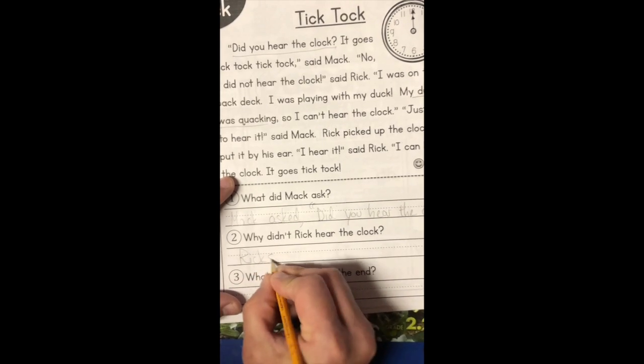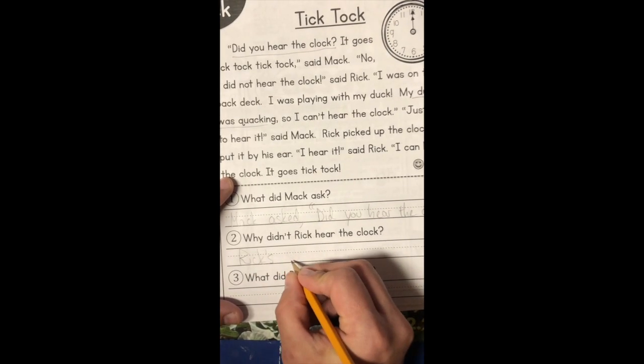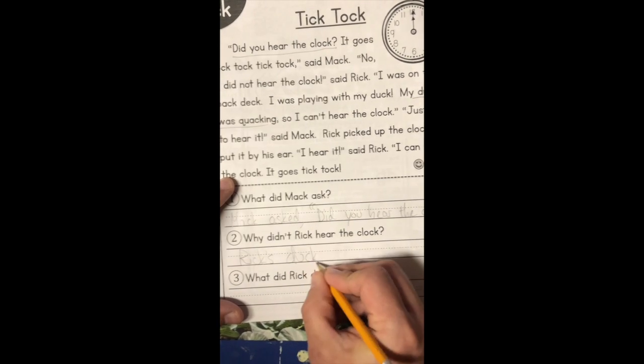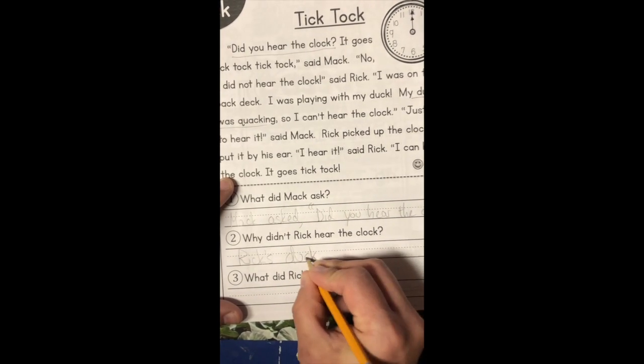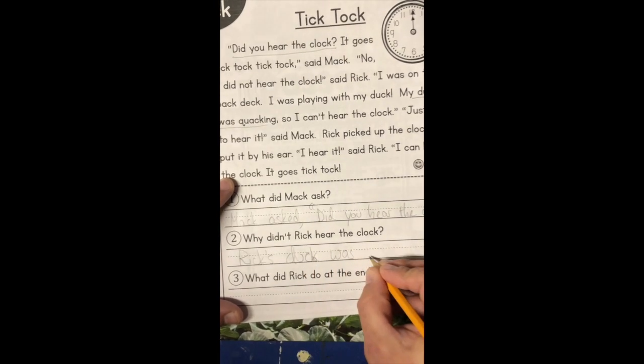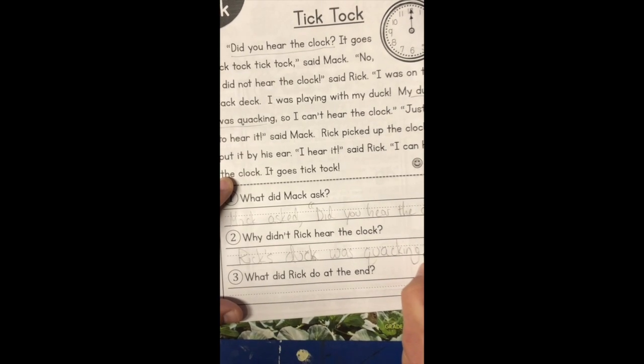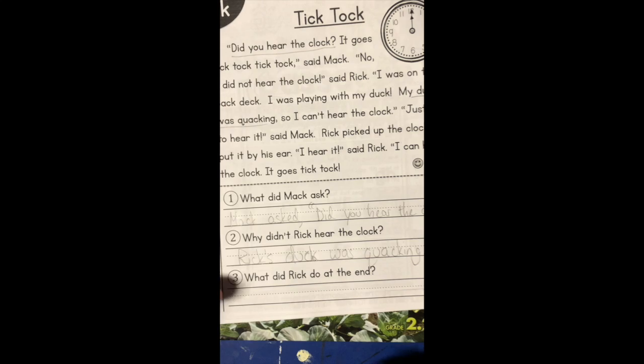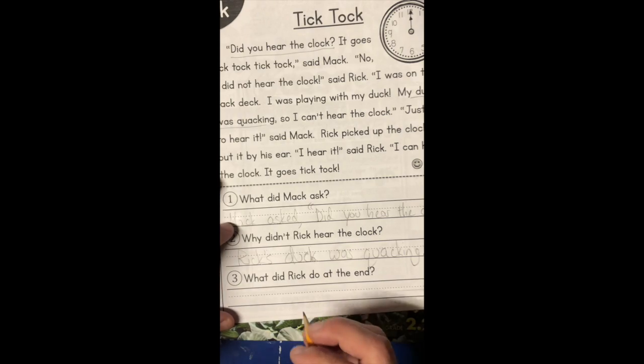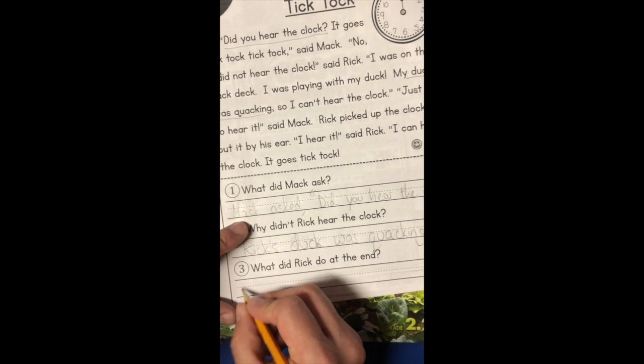Rick's, apostrophe S, duck, it shows ownership, it's possessive, was quacking. Hopefully you guys are working on your handwriting, because I need to. Okay, one more. What did Rick do at the end? Rick picked up the clock and he threw it. No, he didn't throw it. He put it by his ear. I hear it, said Rick. I can hear the clock. It goes tick-tock. Picked up the clock and put it by his ear.